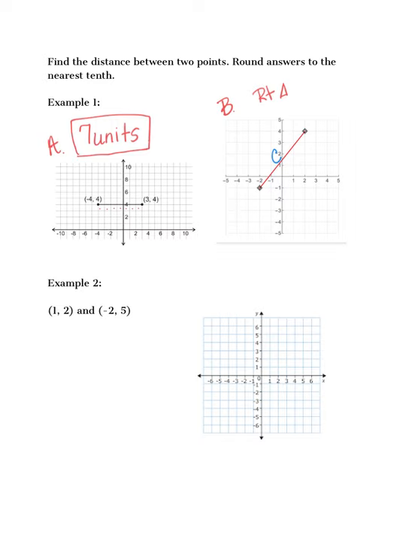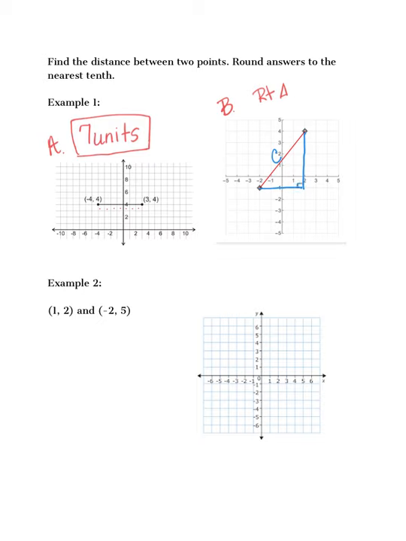Now I can either go from the top point, I can go down and left, or I could go from the bottom point and go right and up, or I could even go up and right, and it wouldn't matter, I'd get the same answer as long as I use this line to be my C and I make a right triangle. Remember, it has to be a right triangle. So I'm going to go straight down and then straight across. And that does make a right angle.